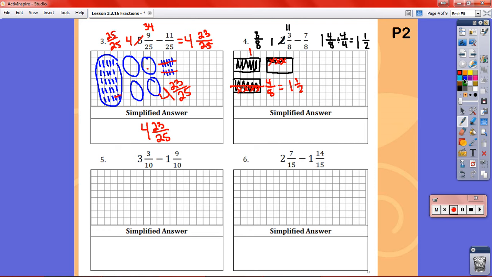Or with tally marks, 1, 2, 3, 4, 5, 6, 7, 8 is a whole. And we have 2 wholes and 3/8. 1, 2, 3. And we need to cross out 7. So that's 3, 4, 5, 6, 7. So I have 1 whole left, and then I crossed out half of the tallies in there. 1 1/2.